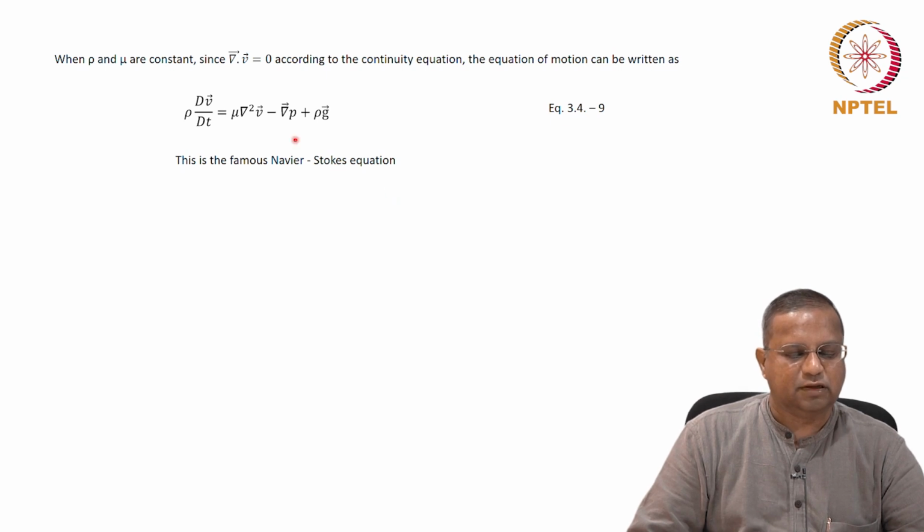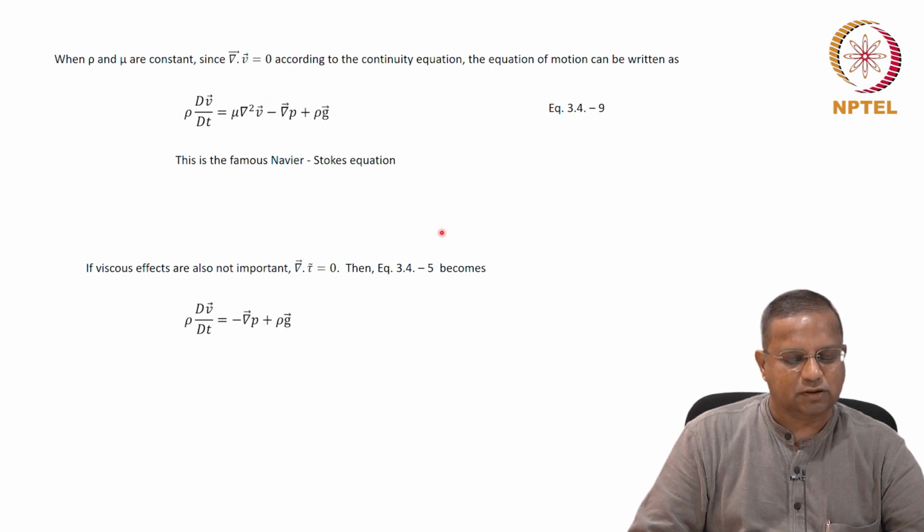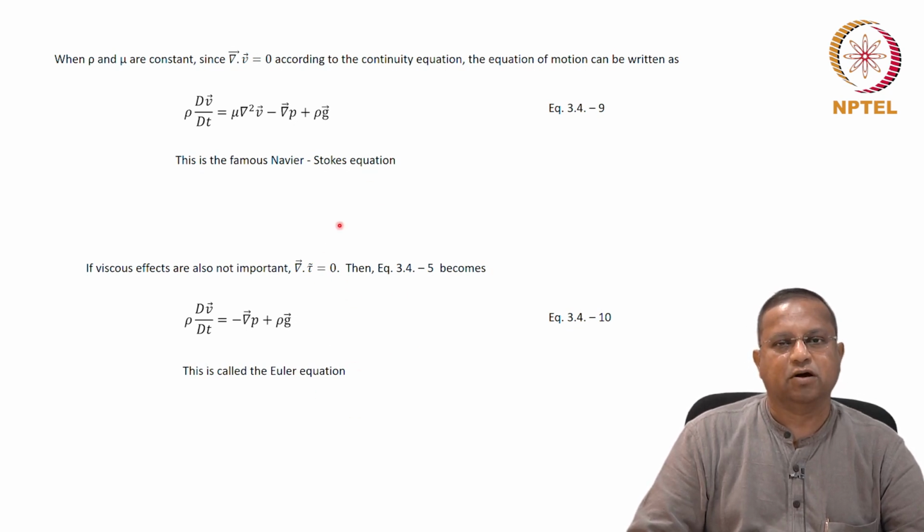And this is the famous Navier-Stokes equation. Then, if the viscous effects are not important, this term goes out. Then you get only these two terms remaining on the right hand side. This is called the Euler equation, and so on. So these equations are actually special cases of the complete momentum balance expression.